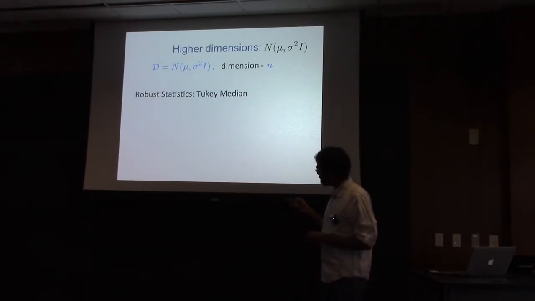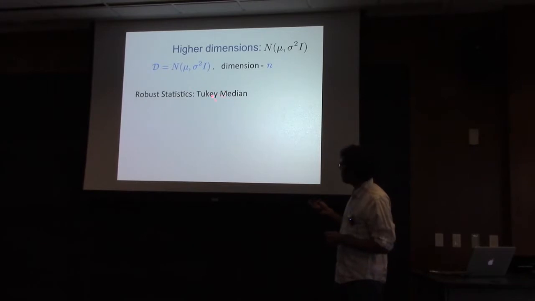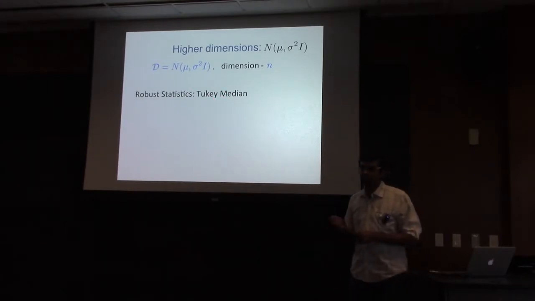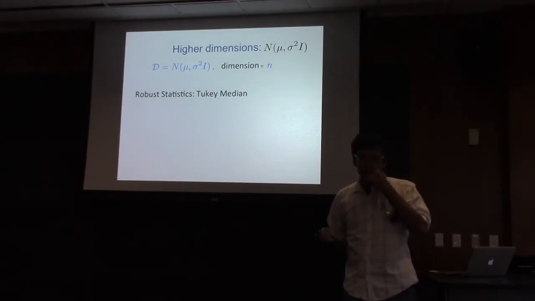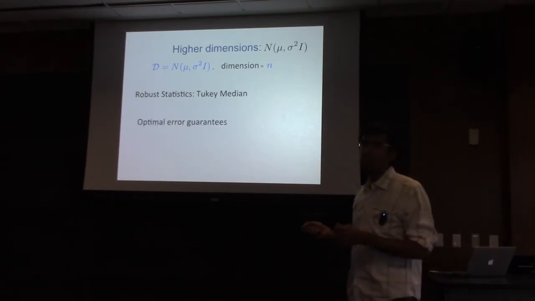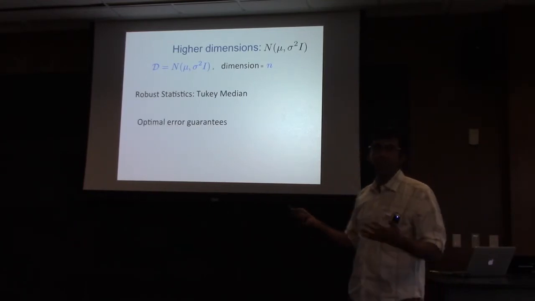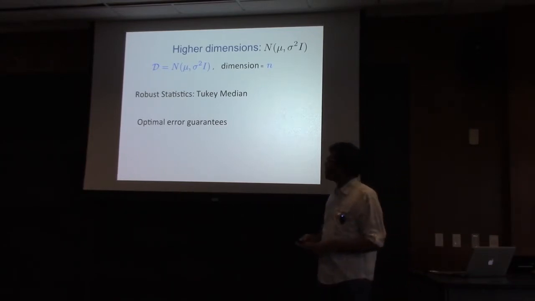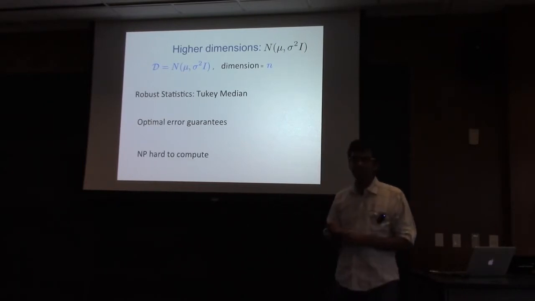There is a thing called the Tukey median, which is in the robust statistics literature, and the advantage is that it has optimal error guarantees. You can show that it's eta sigma, but the unfortunate thing is it's NP-hard to compute.